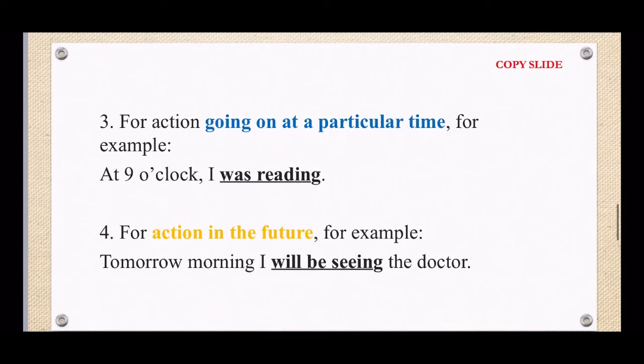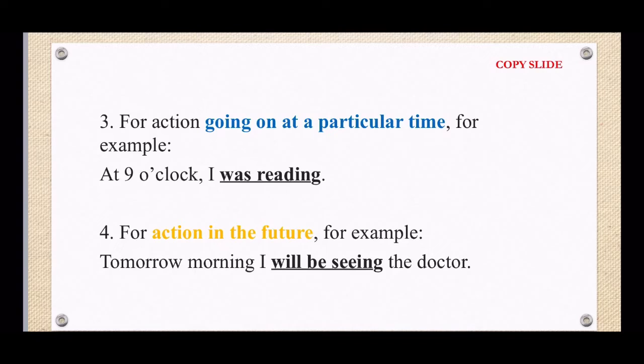Number 3, for action going on at a particular time. For example, at 9 o'clock, I was reading. This tells us that the person was reading, but it gives us more information. It tells us at exactly what time. So this action tells us what's going on at a particular time.